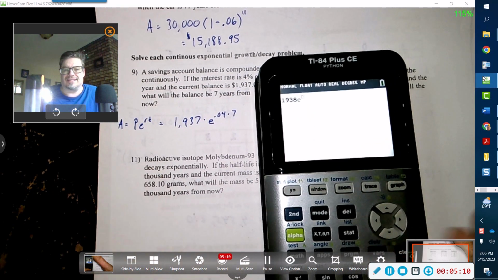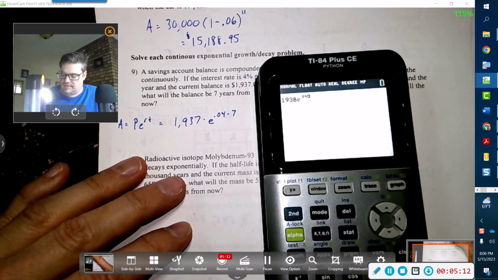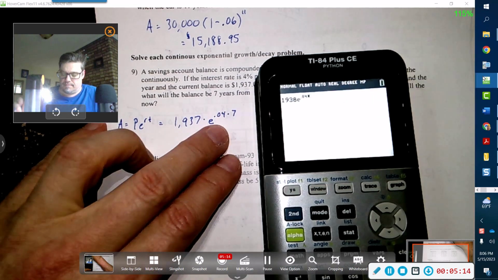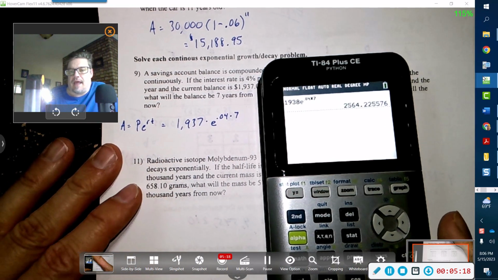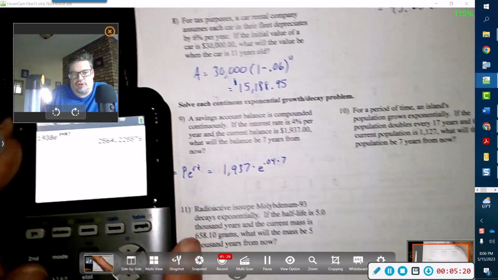What it does is it gives us the e, but then it also just gives us the exponent immediately, so we can type it in exactly as we see it.